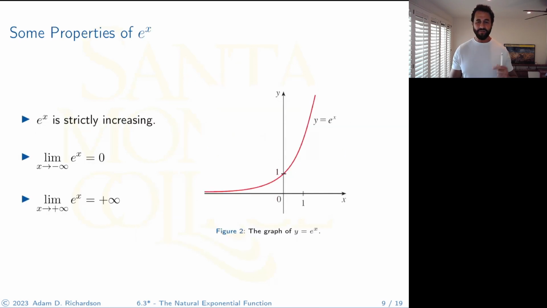For one, we know that e to the x is also strictly increasing. We also know that the limit as x goes to negative infinity of this function is 0, and the limit as x goes to positive infinity is positive infinity. So we get that it's strictly increasing, we get its limits, its end behavior, and then, oh, I'm jumping the gun a little bit. Haven't got to the properties of the exponents yet. Okay, we'll wait till we get there. Let's do some examples first.